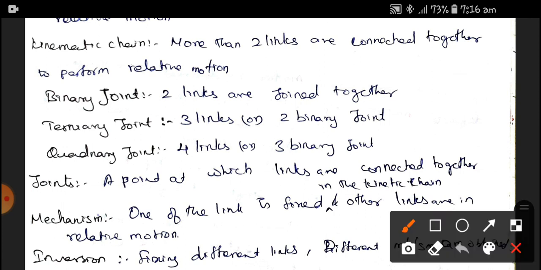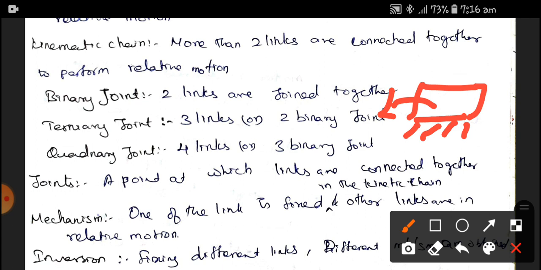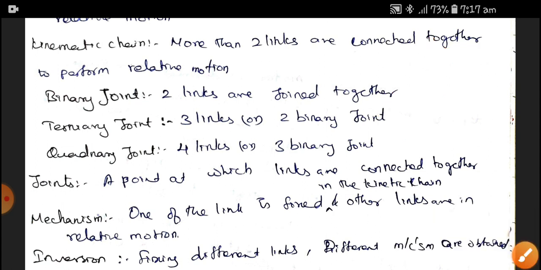For your better understanding, let's consider this a kinematic chain. This is a parallelogram kinematic chain. Here, if we constrain the bottom link, what will happen? There is a relative motion here, and there is a relative motion here, and this link has a linear motion in this direction. Since in the 4-bar chain one link is fixed and the other links have relative motion, this is called one type of mechanism.